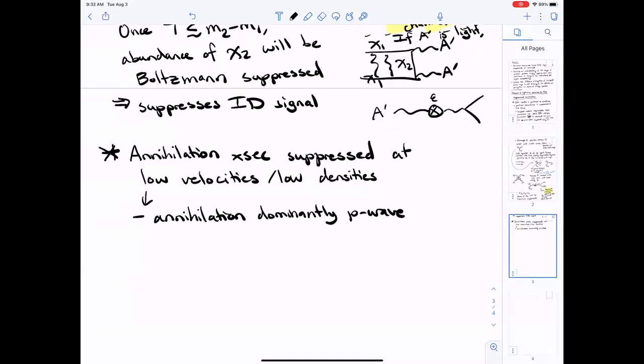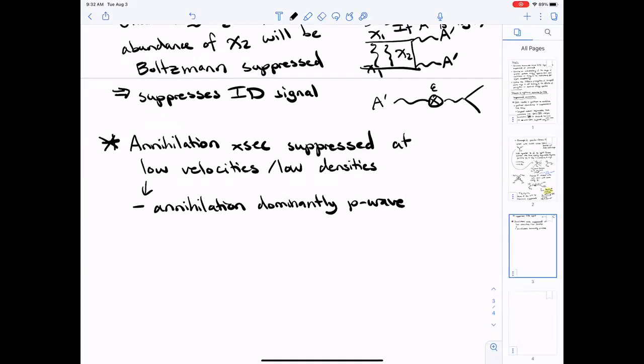But yeah, suppressing at low velocities is more common as there are multiple fairly straightforward ways to do that. Perhaps the most straightforward is to say that the annihilation is dominated by P wave annihilation, with no S wave component. So if we talk about the annihilation of non-relativistic particles through a contact interaction.